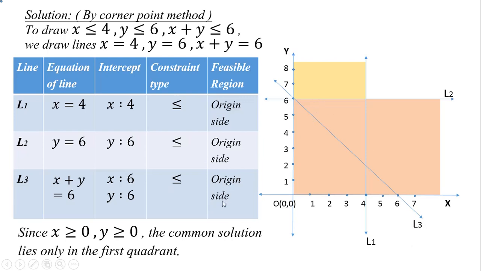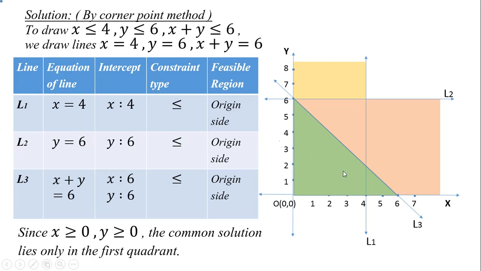Now the origin side half plane is the solution set of this inequation x plus y is less than or equal to 6, below this line. So all the points below this line, that means the origin side of this line, are in the solution set of this inequation. But here we have to consider only those points in the first quadrant, since x is greater than or equal to 0 and y is greater than or equal to 0. So in the first quadrant, this green part is the solution set of this inequation x plus y less than or equal to 6, x greater than or equal to 0 and y greater than or equal to 0.